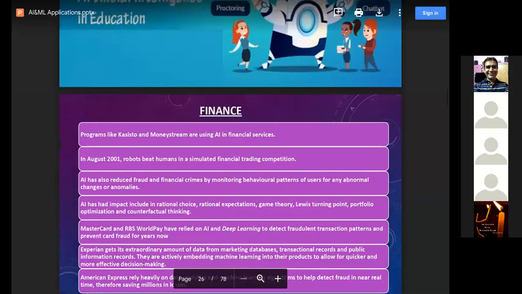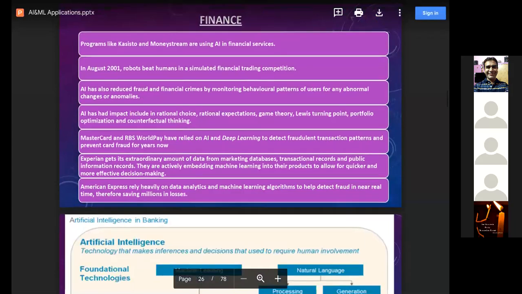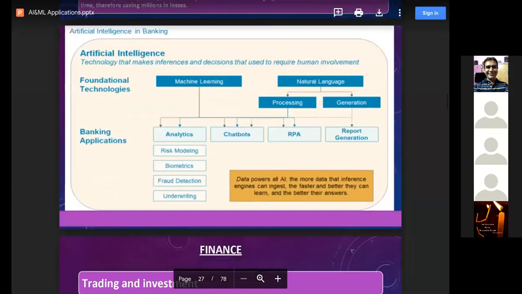Right. Then you have finance. You can see from this diagram that artificial intelligence has played a very, very important role in the analytics part: banking studies, risk modeling, biometrics, fraud detection, underwriting, chatbots, RPA, and report generation. So all of these play a very important role.